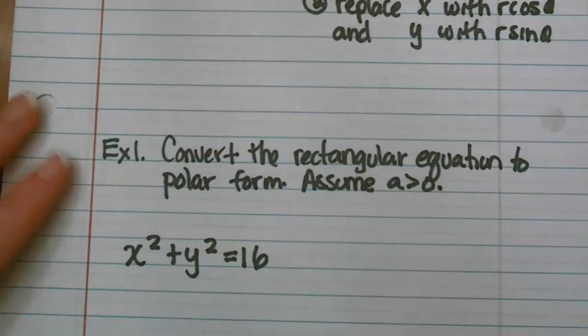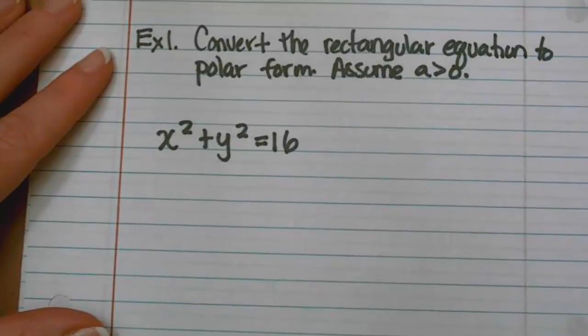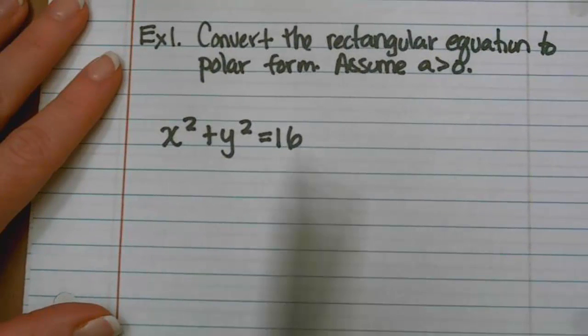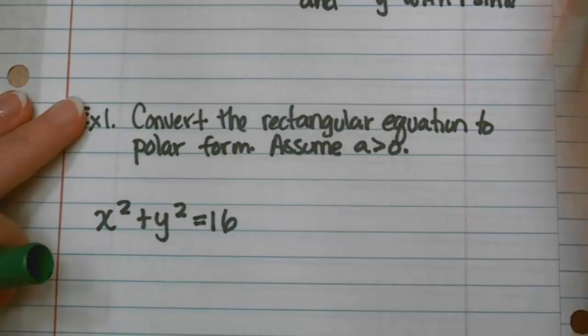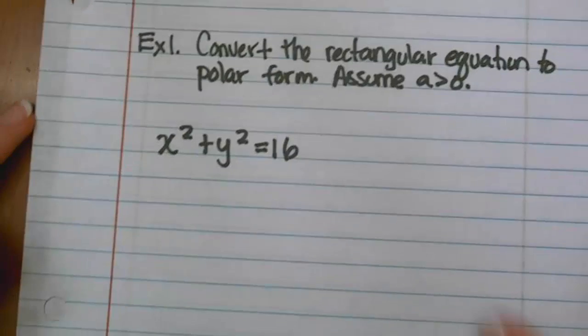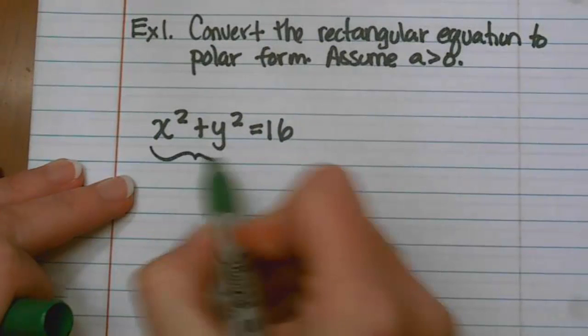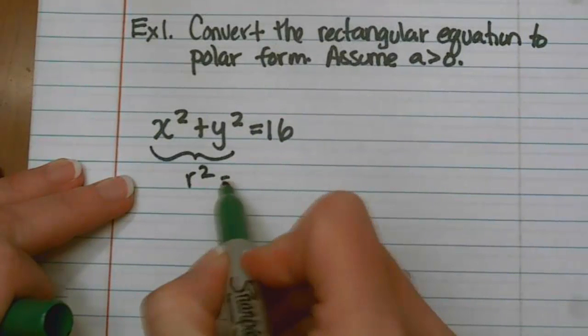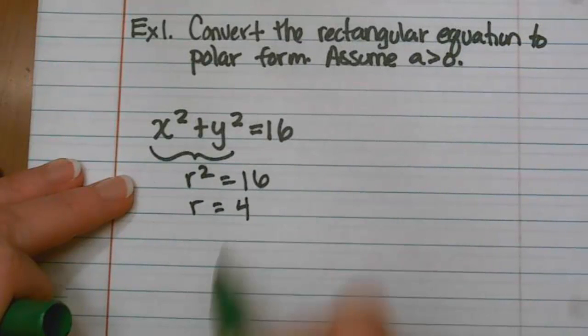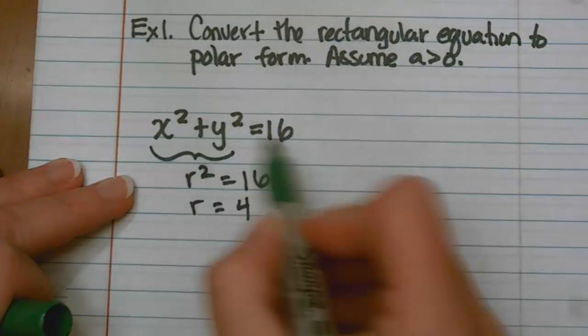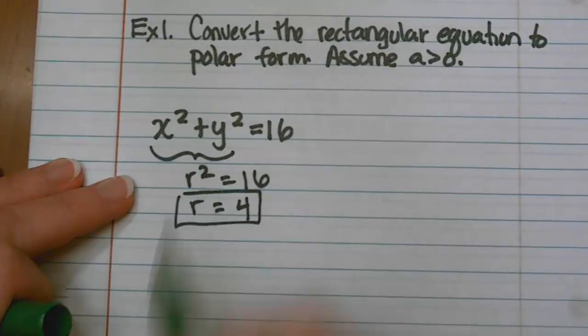Our first example is we're going to convert the rectangular equation to polar form. Well, I know that x squared plus y squared is equal to r squared, and so that's equal to 16. And because we're dealing with distance, when I take the square root, x squared plus y squared equals 16 is equivalent to r equals 4.